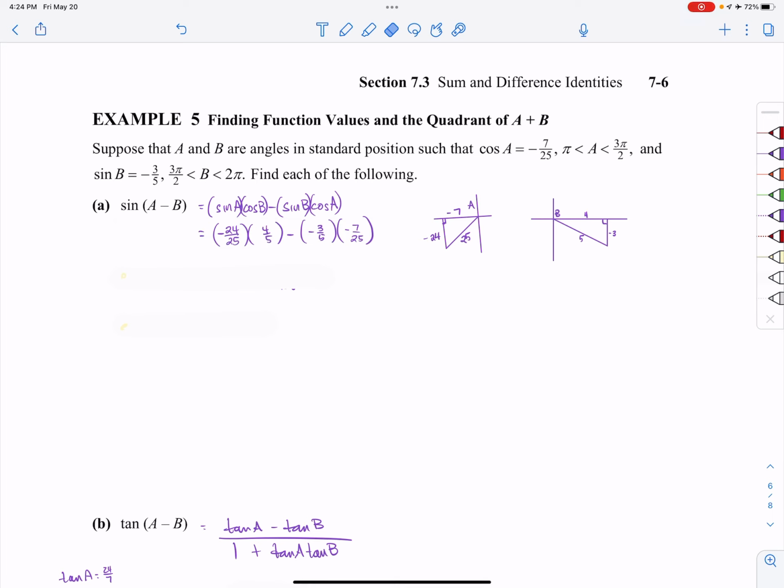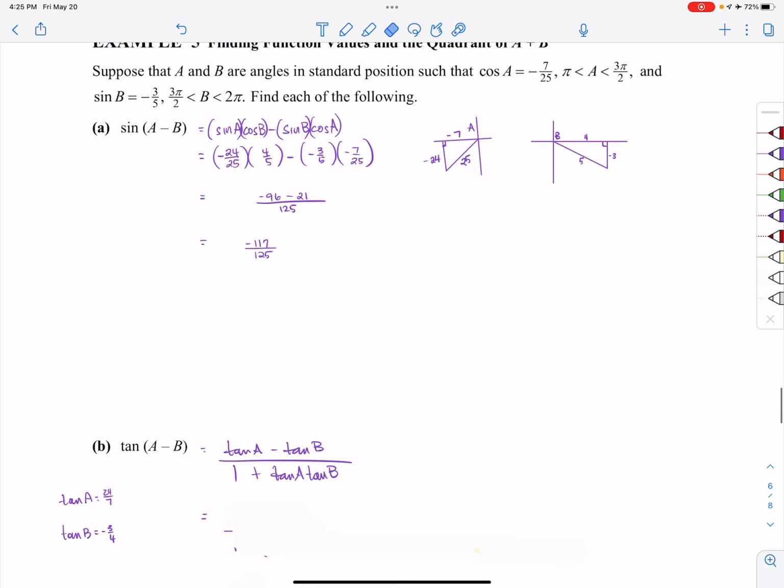So again, you look at each picture to find the sines and the cosines. Once you've done that, you can multiply the two factors in each term, and then we'll subtract. As we multiply, notice that I have a common denominator here once again. My numerators here give me a negative 96. My numerators here give me a negative 21. And both denominators give me a 125. So write that as a common denominator, and then we'll simplify to negative 117 over 125.